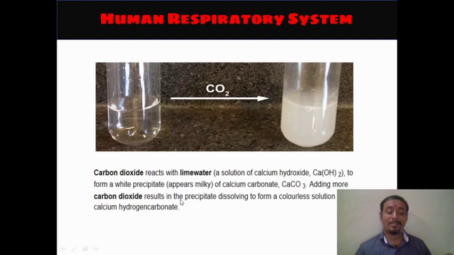Adding more carbon dioxide results in the precipitate dissolving to form a colorless solution of calcium hydrogen carbonate. If you further continue to add carbon dioxide, even if the solution of calcium hydroxide has turned milky, the solution again becomes clear, which forms calcium hydrogen carbonate.